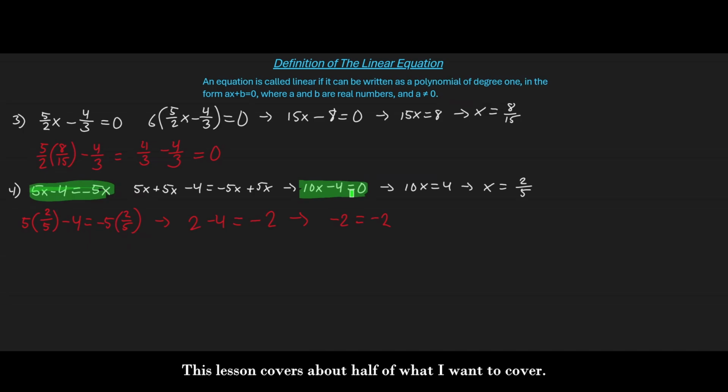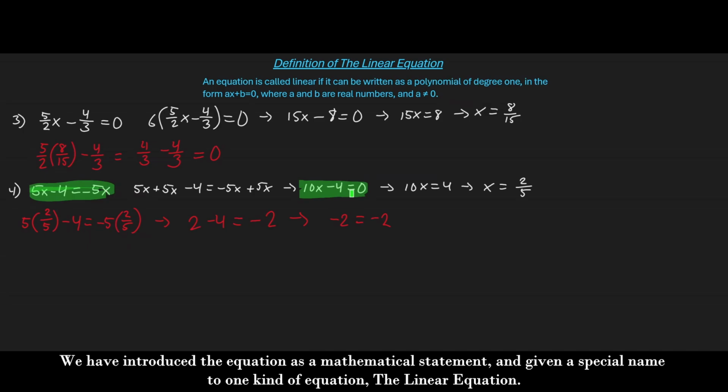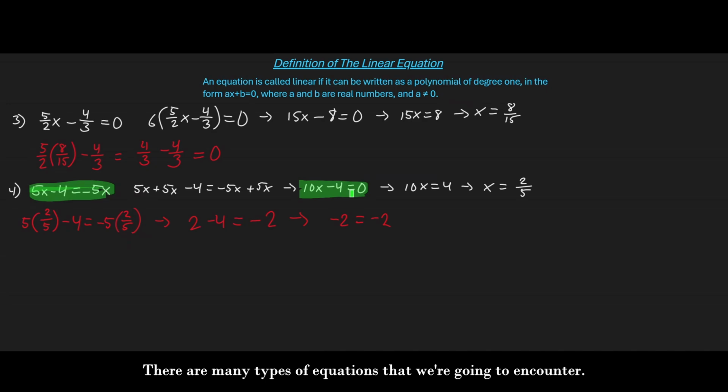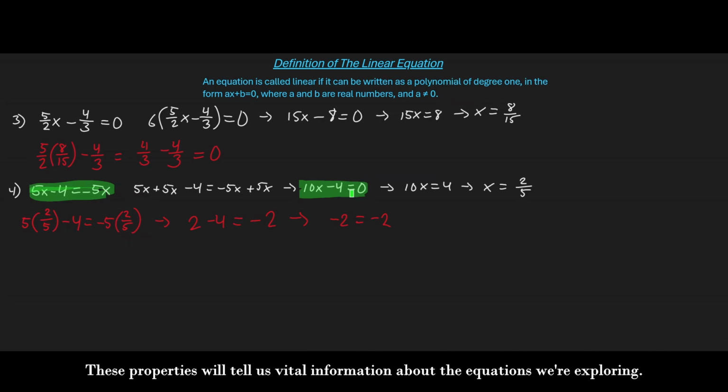This lesson covers about half of what I want to cover. We have introduced the equation as a mathematical statement and given a special name to one kind of equation, the linear equation. There are many types of equations that we are going to encounter, some of which we will want more coverage than others. In the next lesson, we're going to look at a few properties of the linear equation. These properties will tell us vital information about the equations we're exploring.